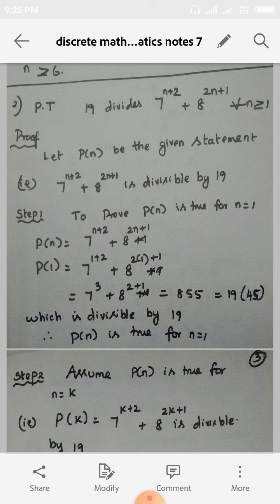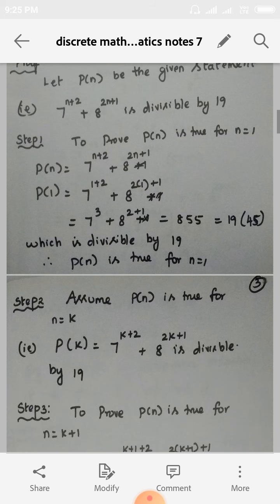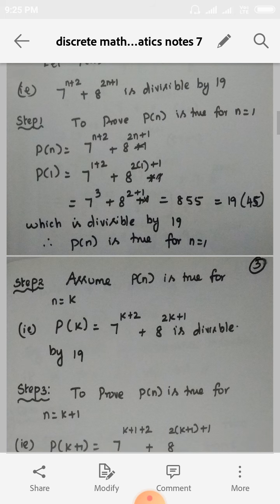So first we take p of n to be the given statement. That is, 7 power n plus 2 plus 8 power 2n plus 1 is divisible by 19. So take it as p of n. Step 1, we have to show that it is true for n equal to 1. Substitute 1 for n. So p of 1 is equal to 7 power 1 plus 2 plus 8 power 2 into 1 plus 1. So 7 cube plus 8 cube, the value is 855.